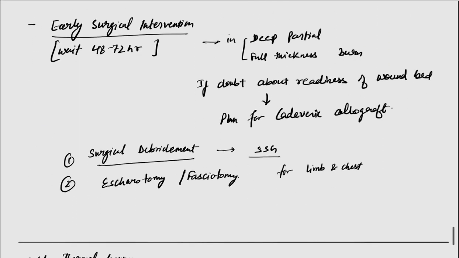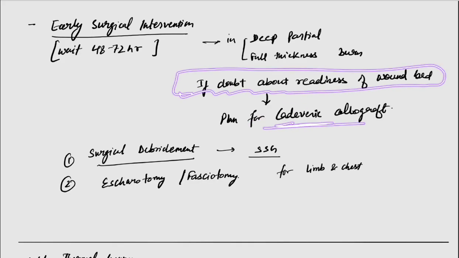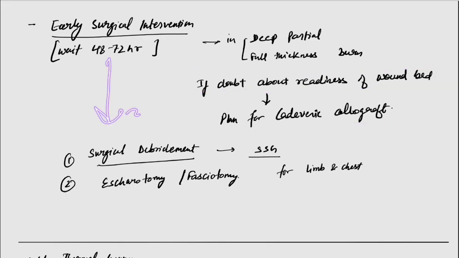After the resuscitation, we can go for early surgical intervention at an interval of 48 to 72 hours. We have to allow the burn to show its full depth. In case of deep partial and full thickness burns, if there are doubts about the readiness of the wound bed, we have to go for a cadaveric allograft. In surgical intervention, we can do surgical debridement and then SSG. We can do escharotomy and fasciotomy for the limb and chest.